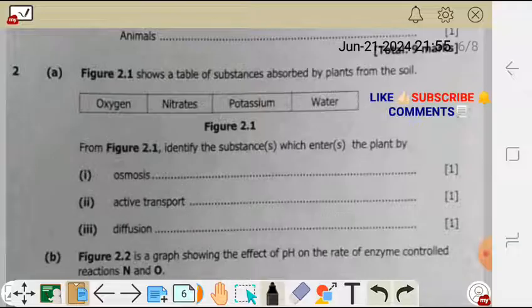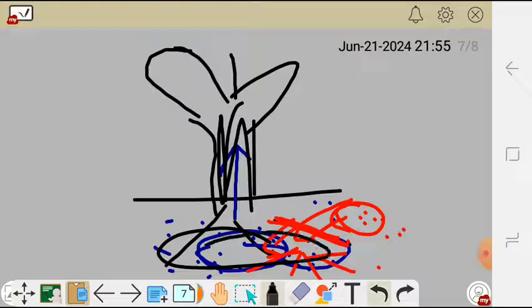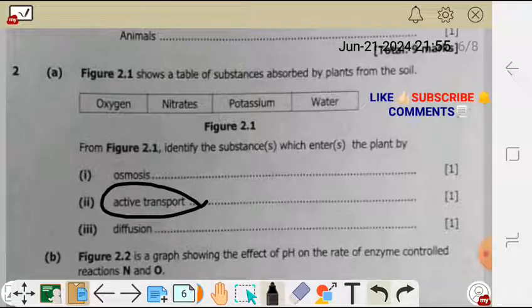What of active transport? Here we are absorbing nutrients. Active transport, in most cases, involves movement of substances from low concentration to higher concentration. So here in a plant, the concentration of nutrients is high as compared to the soil. So we have higher concentration there. For the nutrients to move from the soil to the plant, they are going against the concentration gradient. So in this case, we need energy by active transport.